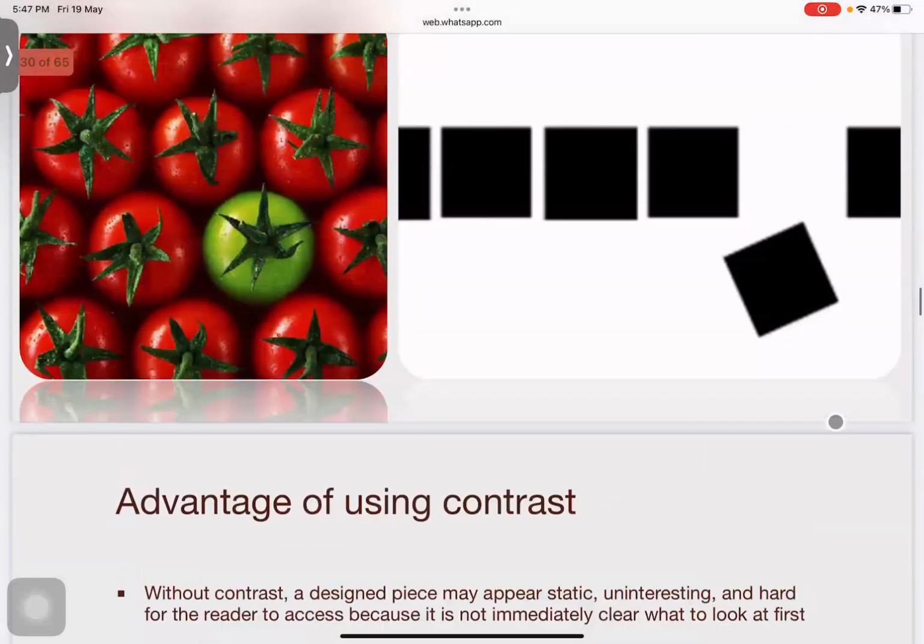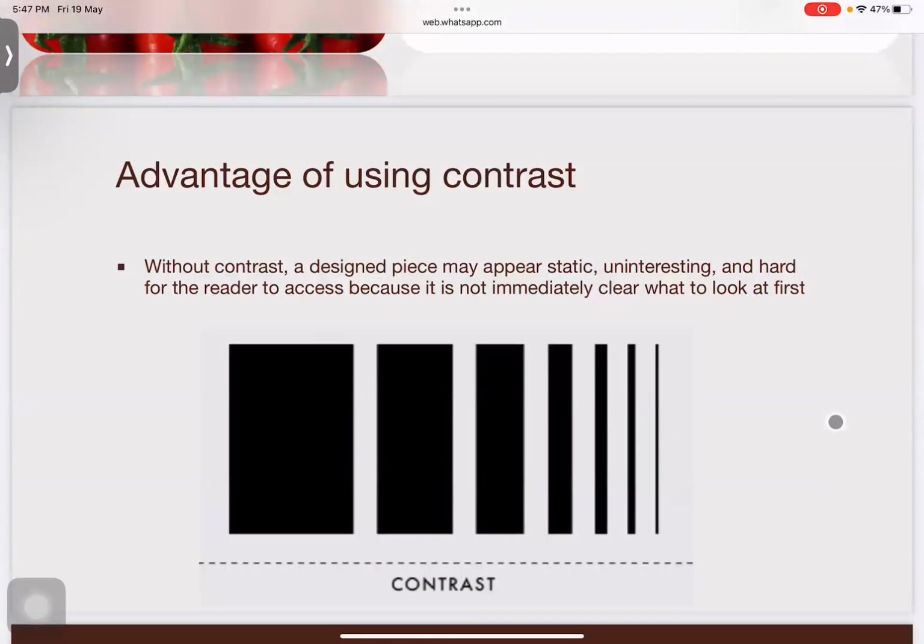Now, advantage of using contrast: there is no particular advantage, these are just textual things. The advantage is whatever opportunity you get, if you use it, there will be some advantage, and usage of that particular opportunity to an extreme level will lead to disadvantage, right? So this is a very normal fact.